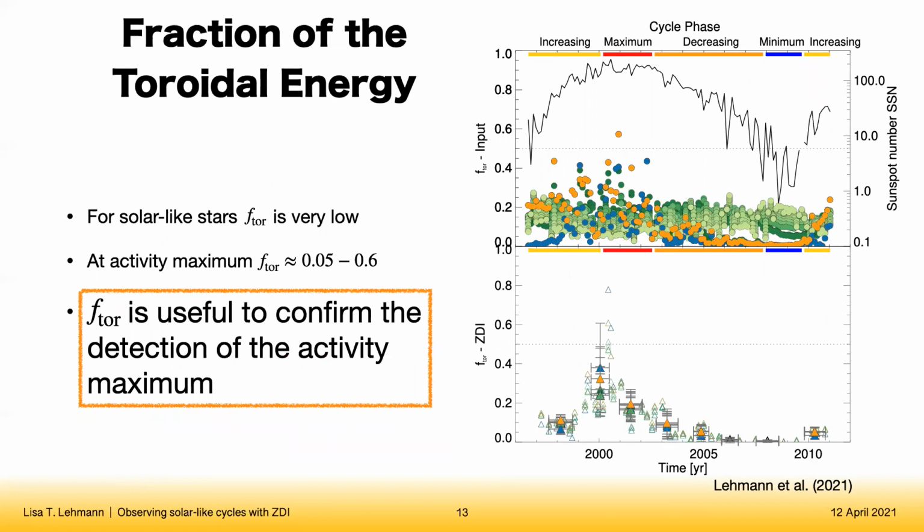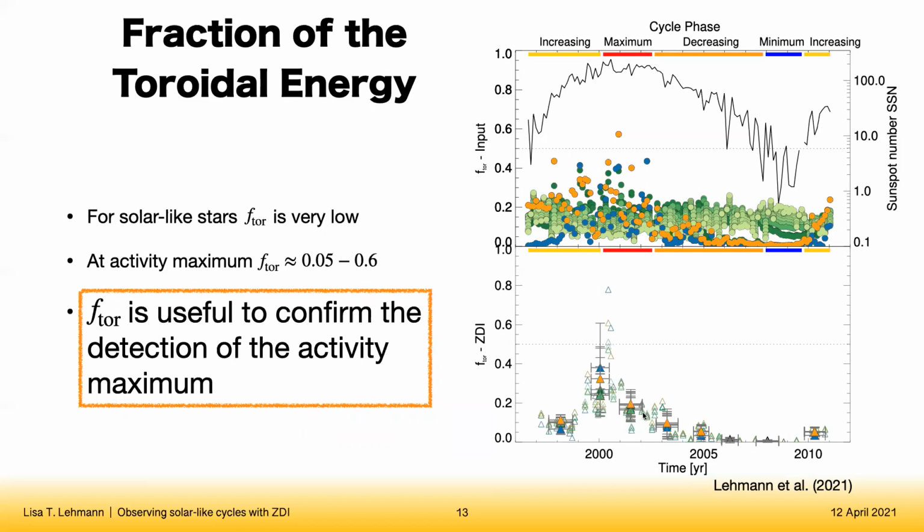So the fraction of toroidal field is not such a good choice to check solar-like activity cycles. Sandra Jeffers and Victor C. showed that stars with cycles show predominantly poloidal fields, and the Sun also shows only very low values of toroidal energy. So we see that during the activity maximum, there is an increase in the fraction of toroidal field recovered with ZDI, but there's a large spread.